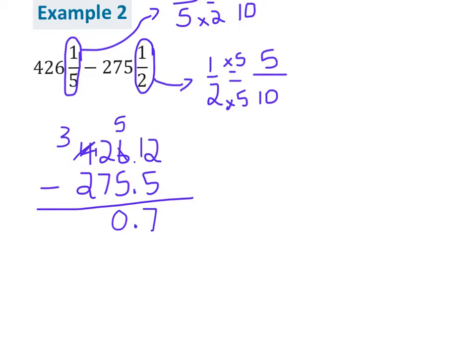12 minus 7 is 5, and then 3 minus 2 is 1. So my answer is 150 and 7/10. So I could rewrite that as a fraction, or as a mixed number, 150 and 7/10.